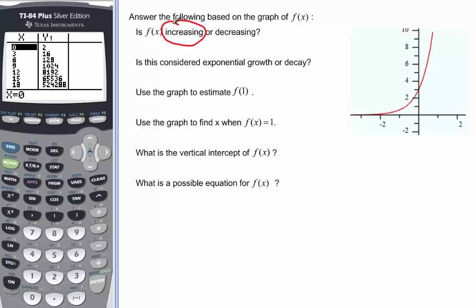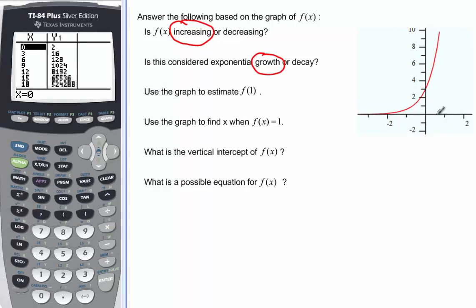Now, is this considered exponential growth or decay? Well, if we think about real life situations, if something is getting bigger and bigger and bigger, it's a growth. If it's getting smaller and smaller and smaller, we call it a decay. So we would call this one an exponential growth. Now, if I use my graph to estimate f of 1, this is an x in here. So I go to 1 on the x value and go up until I hit my graph, and it looks like it's approximately across from the 9. So I'm going to say approximately 9.